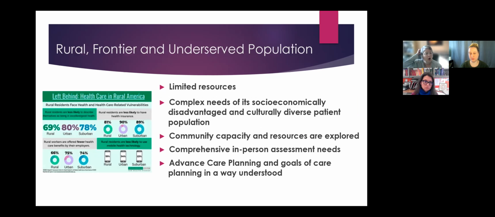We know the whole idea of culture from a rural, frontier, and underserved population is enormous. From limited resources, the whole disadvantage from diverse populations, how to get communication there, how to get supplies there. We don't want people left behind. That community capacity is such an important thing for us to explore with resources. And it's amazing how many people, because it's such a network that's there within each community, such as community health workers and representatives and other people, that can be very important to be explored.